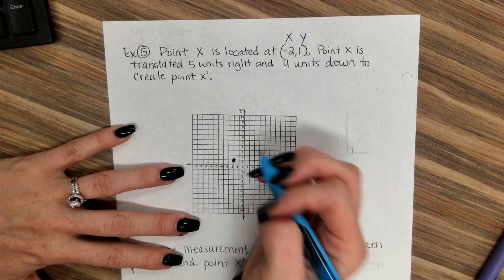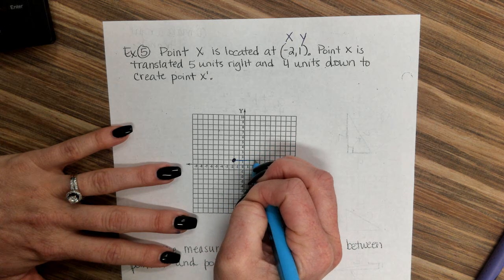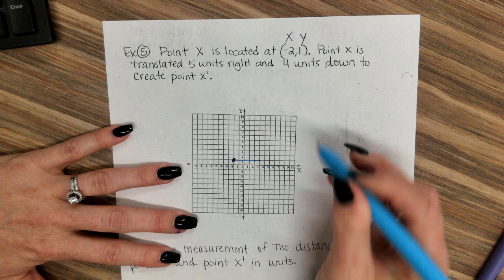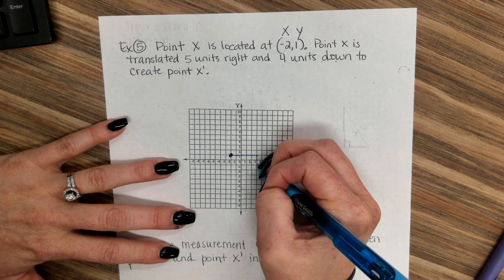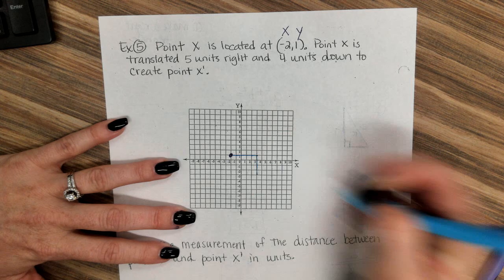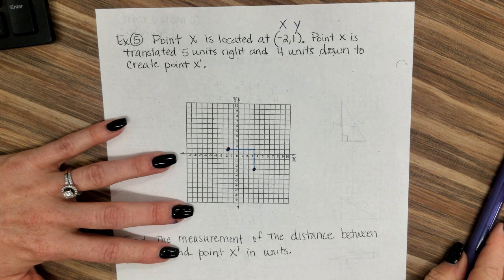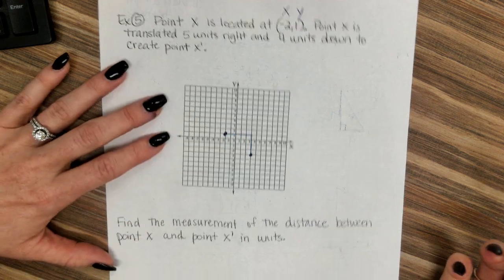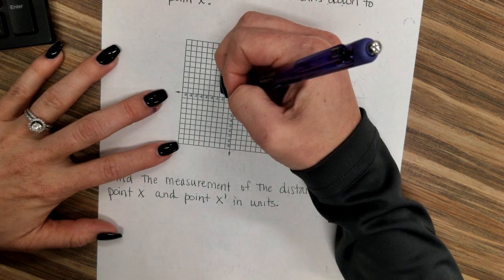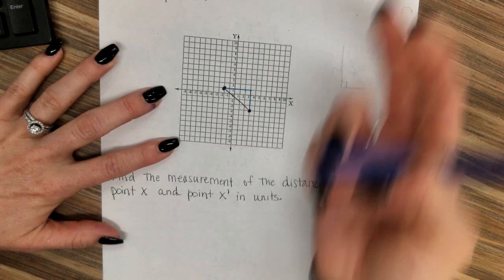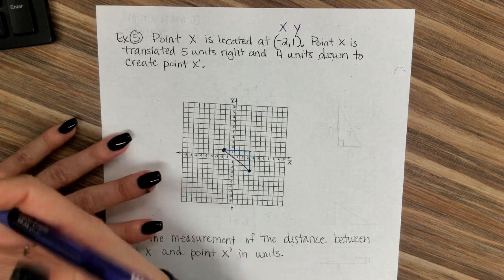So I'm going to take my pencil and count 5 units to the right. 1, 2, 3, 4, 5. And then I'm going to go 4 units down from where I'm at. So 1, 2, 3, 4 to make a new point right here. So they're basically asking, what is the distance between the 2 points? It's exactly what we just did, but it wanted you to graph that point and then move it over to make your new point.